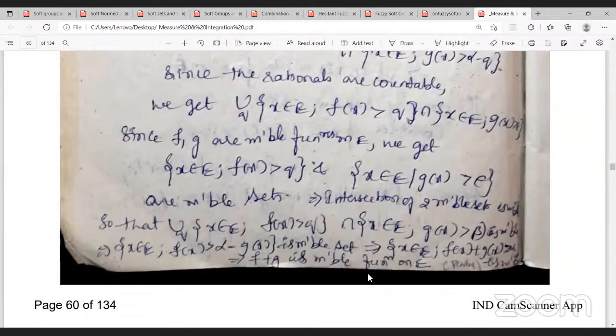Here, for any C it is measurable. Particularly take C equal to -1. For any value C a real number, particularly C equal to -1, hence f minus g is a measurable function.